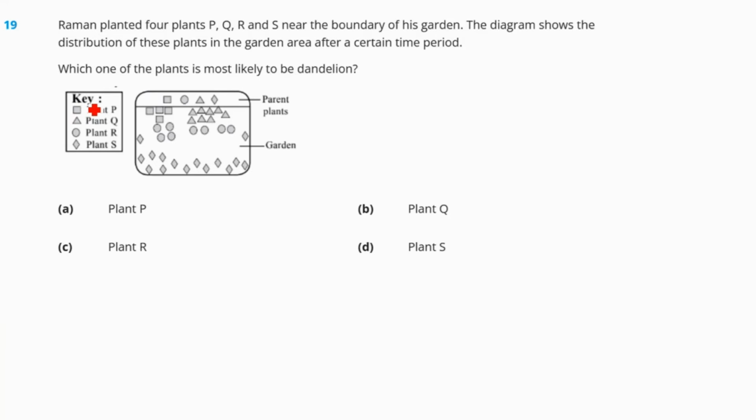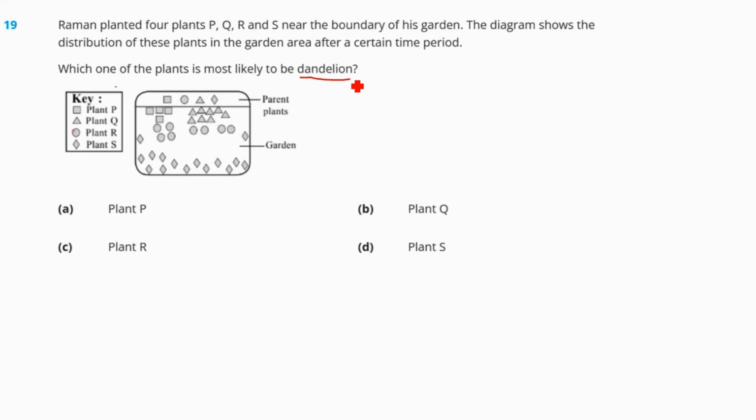Question number 19. Raman planted 4 plants P, Q, R, and S near the boundary of his garden. The diagram shows the distribution of these plants in the garden area after a certain time period. Which of the following plants is most likely to be dandelion? Here you can see the square is plant P, the triangle is plant Q, the oval is plant R, and the diamond shape is plant S. These are the parent plants and this is the garden. We have to find out which plant is most likely to be dandelion.